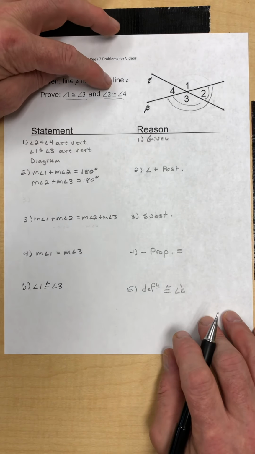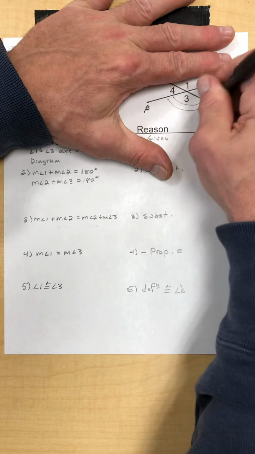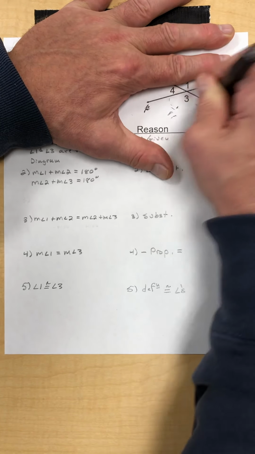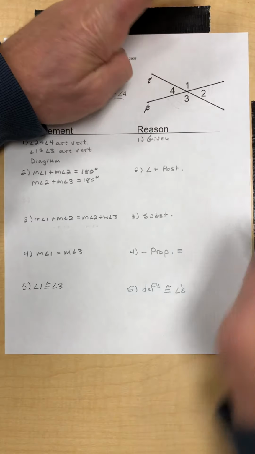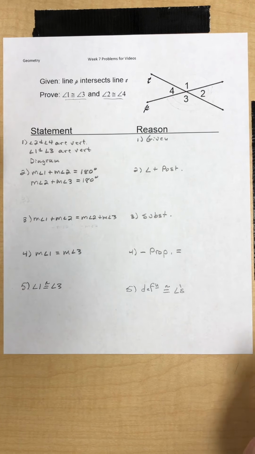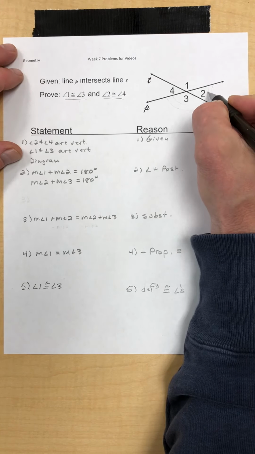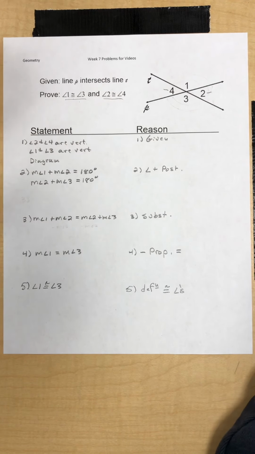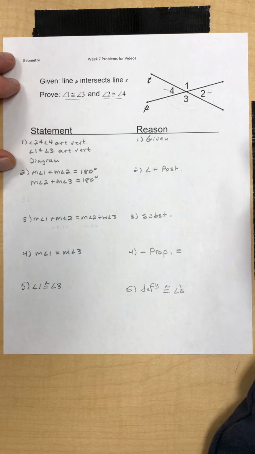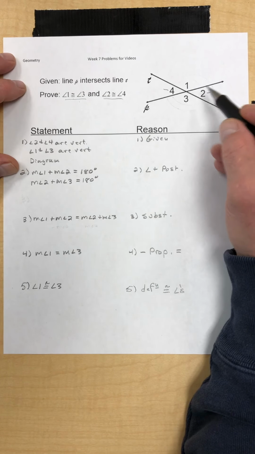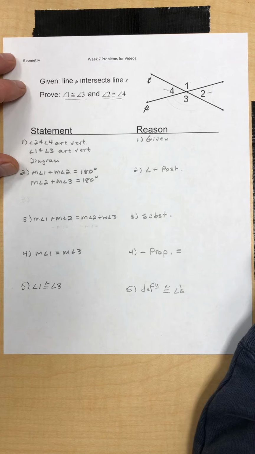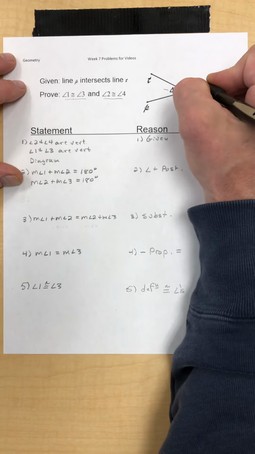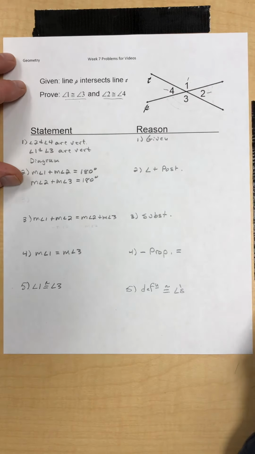Now I have to show that 2 and 4 are congruent. So let's go back up, and notice how I've left some room in between steps to add things in. I've got to deal with 2 and 4. That means if I go about it the same way that I did for 1 and 3, I have to either involve angle 1 or angle 3. It doesn't make any difference which one you use, but you've got to use one of them. So I'm going to involve angle 1.